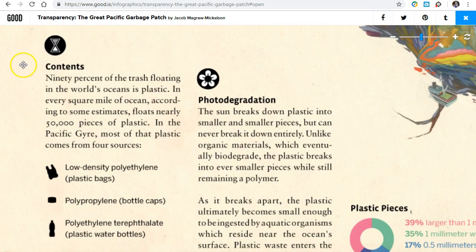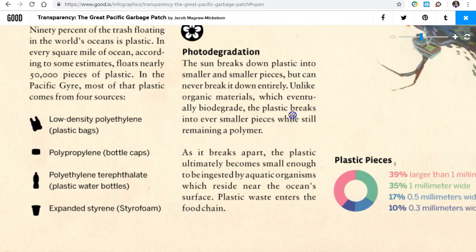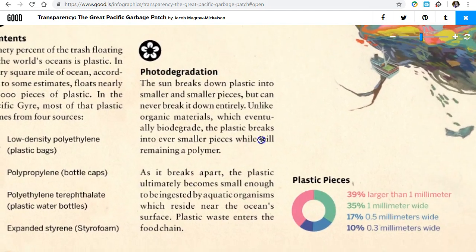So, contents, what does it contain? 90% of the trash floating in the world's ocean is plastic. In every square mile of the ocean, according to some estimates, floats nearly 50,000 pieces of plastic. In the Pacific Gyre, most of that plastic comes from 4 sources: plastic bags, bottle caps, plastic water bottles, and styrofoam. Okay? So, why should we care?